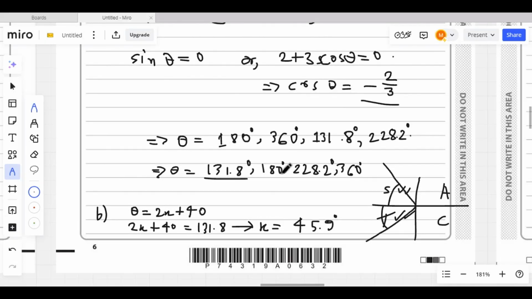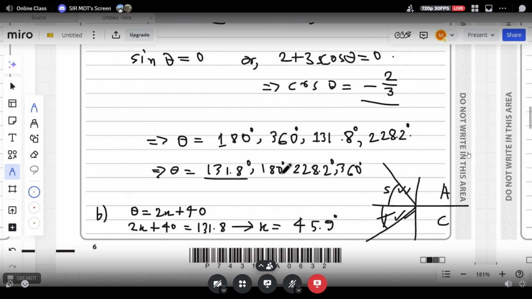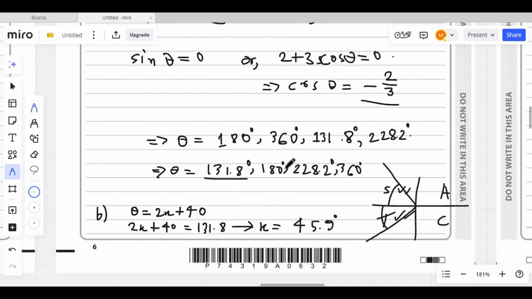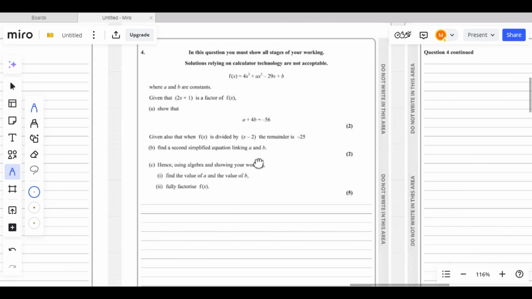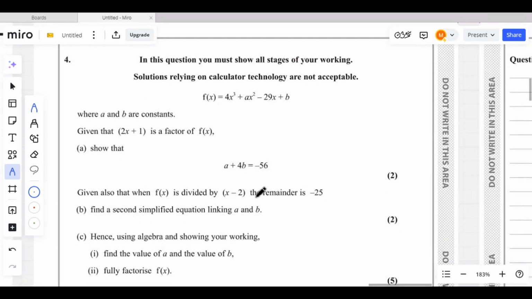Let's see the next question. Okay. Question number 4. So question number 4 is from algebra, solving polynomials. Okay, fine.